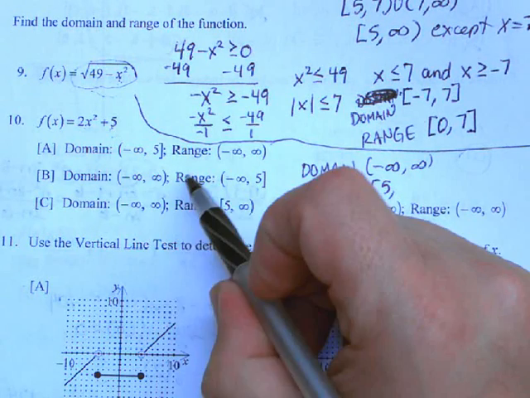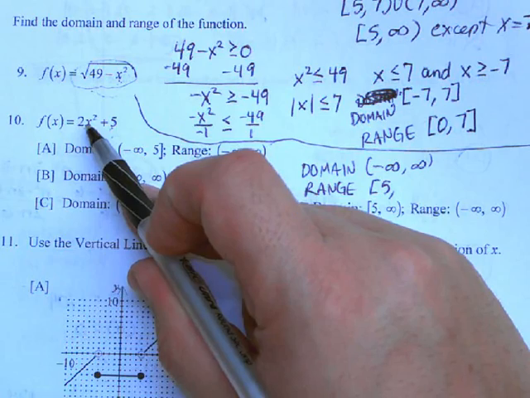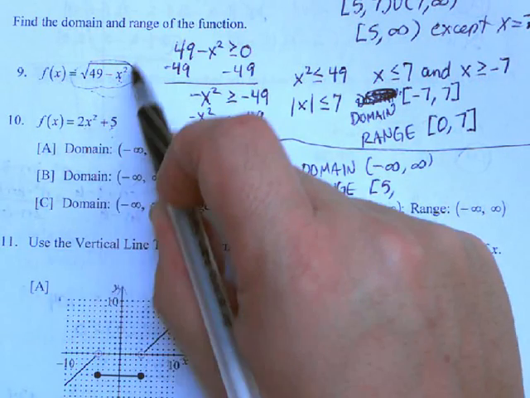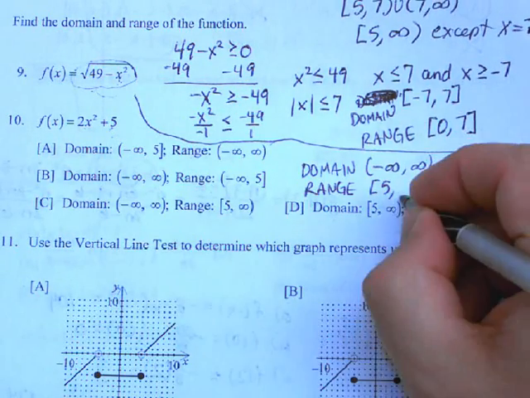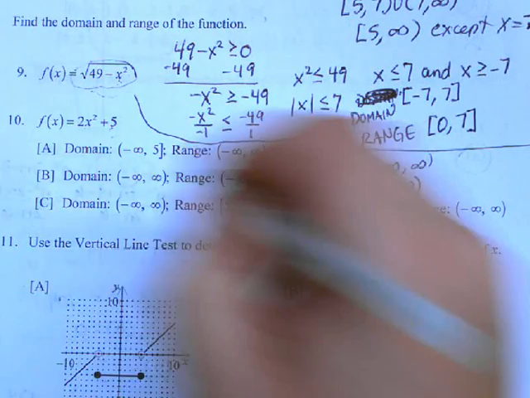And there's really no limit to what 2x squared can equal, because this is going to produce a parabola. So the range is from 5 to infinity. Answer C.